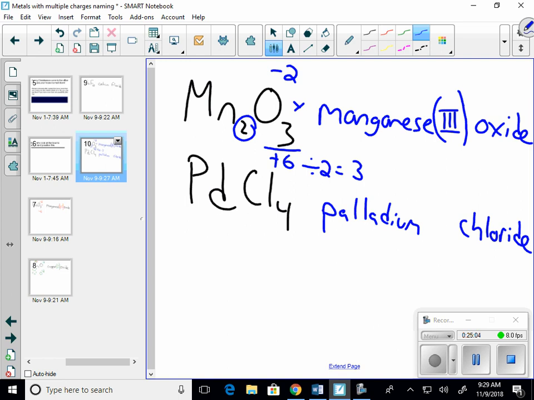What is chlorine's charge? Again, we can always figure it out by knowing the non-metal. Chlorine is what? -1. And there's 4 of them, so that's a -4. And there's only 1 palladium. So that must mean that it is a +4. And again, the Roman numeral for 4 is IV.